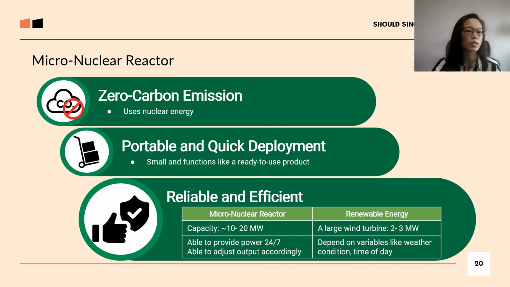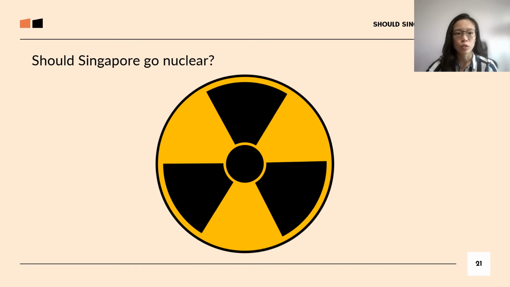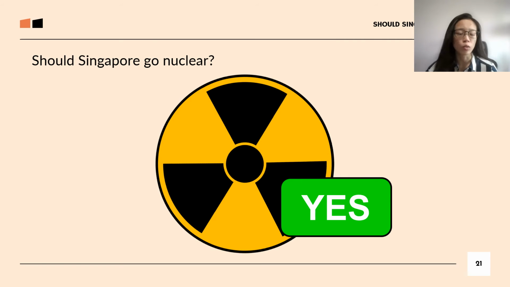Some of its key features include zero carbon emission, portability and quick deployment, and most importantly, it is reliable and efficient and is able to generate electricity and provide power 24/7, in contrast to current renewables, whose energy generation is dependent on conditions like the weather. So, assuming that micronuclear reactors have become environmentally viable and economically feasible for Singapore, our team thinks that yes, Singapore should go nuclear and that micronuclear reactors might just be the alternative electricity source that Singapore is looking for.